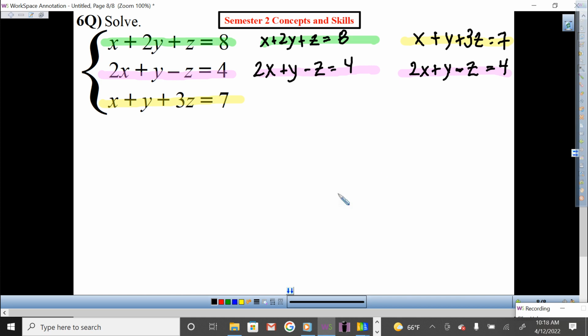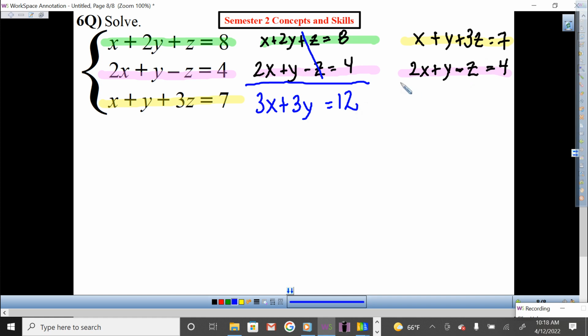Okay, so Diego said let's eliminate z. So with blue, so we can show that here, we're going to combine the two equations. Let's start with z. What is z minus z? 0. X plus 2x is 3x. 2y plus 1y is 3y. And 8 plus 4 is 12. Okay, so we're going to leave that for right now.